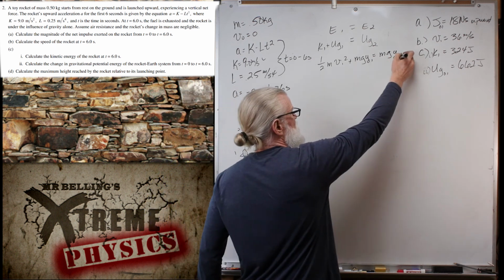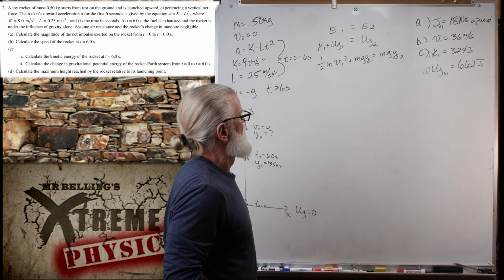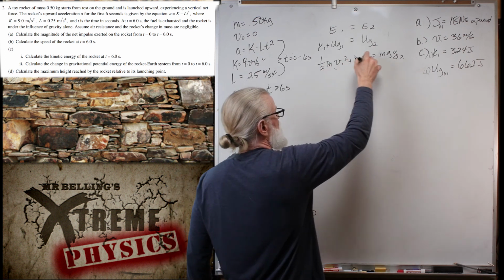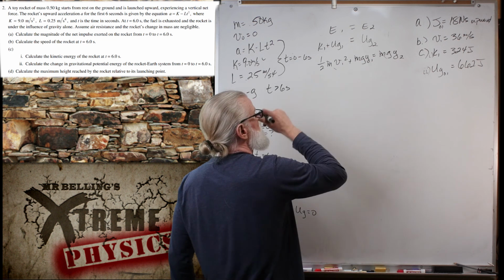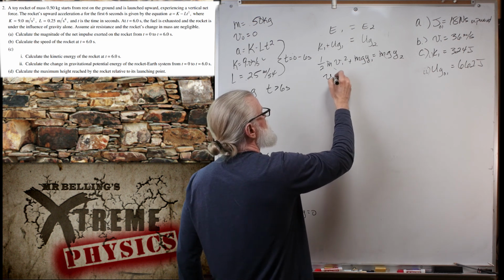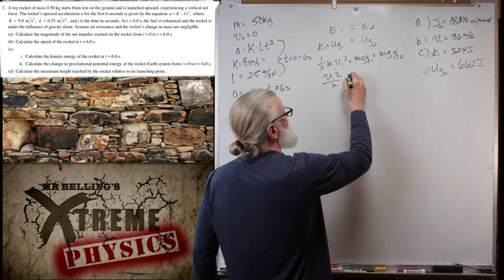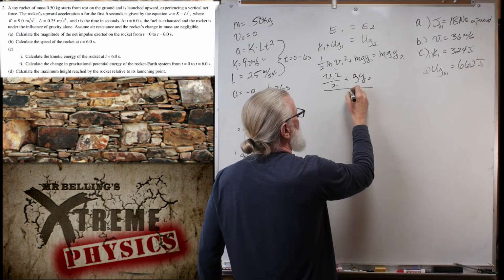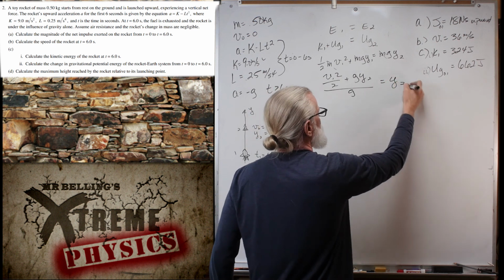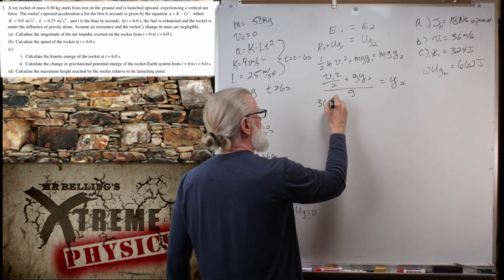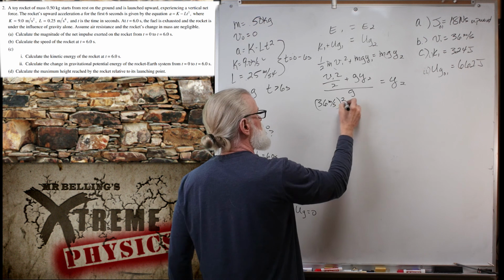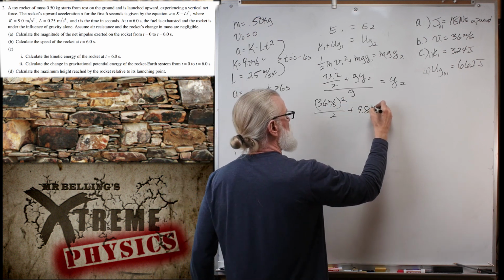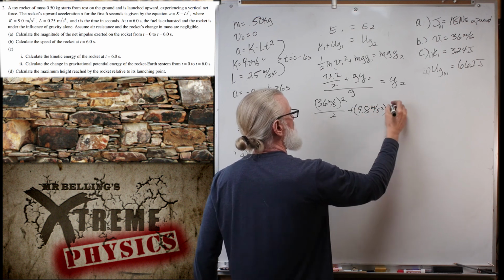y2, that's a 2. All right, so we just need to solve for y2. Masses go away. It doesn't matter what the mass is. So we end up with v1 squared over 2 plus g y1, divided by g, equals y2. So we end up with 36 meters per second, the quantity squared, divided by 2 plus 9.8 meters per second squared times.